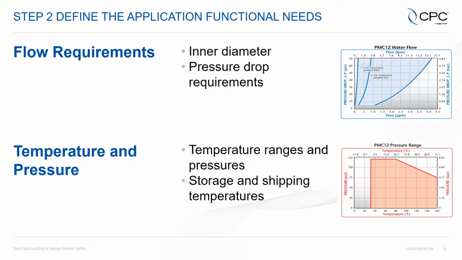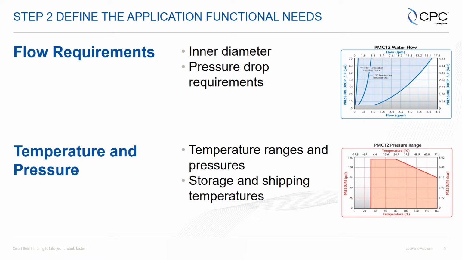Next, take a look at the temperature and pressure within your application. First of all, you want to look at the temperature ranges in use, but don't forget about the storage and shipping temperatures. Will it sit in a truck in northern Minnesota in the winter, or on a hot summer day in Arizona in the summer? The temperature can have an impact on pressure rating, particularly in plastic couplings, and you can see there another example of a rating graph that we publish to help you in that choice.